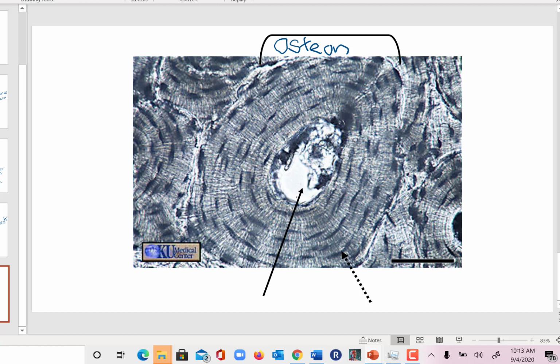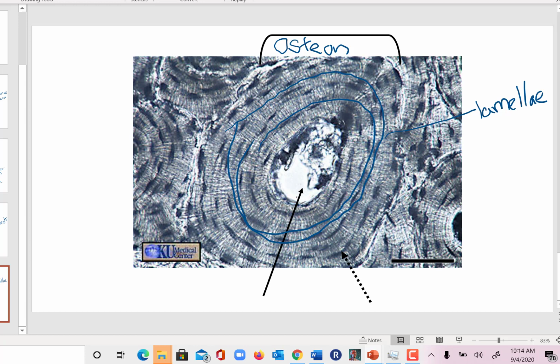These concentric rings that you are seeing here, looping around and around, are called lamellae. Lamella is singular. They are rows of collagen fibers, and the collagen fibers are oriented in opposite directions. This allows the bone to actually sustain some torsion, some twisting. We don't think of our bones as really twisting, but they are allowed some twisting range of motion.